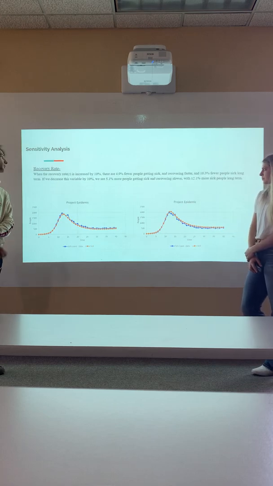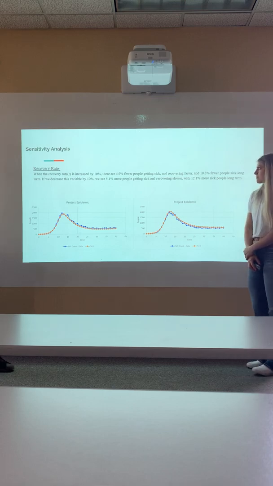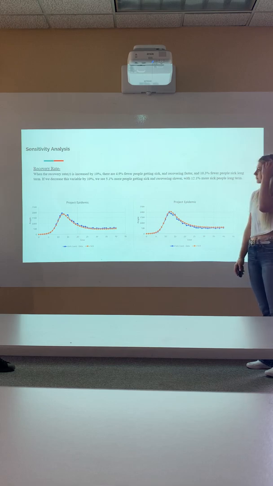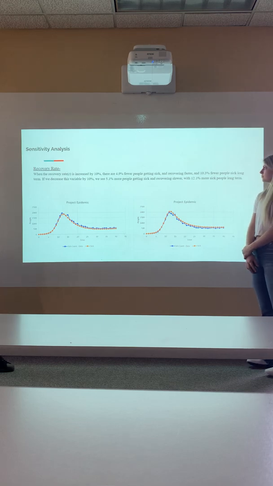So this is when we mess with the recovery rate, and when the recovery rate is increased by 10%, there are 4.9% fewer people getting sick and recovering faster, as shown in this graph, and 10.3% fewer people are sick long term. If we decrease this variable by 10%, we see 5.1% more people getting sick and recovering slower, with 12.1% more people sick long term.